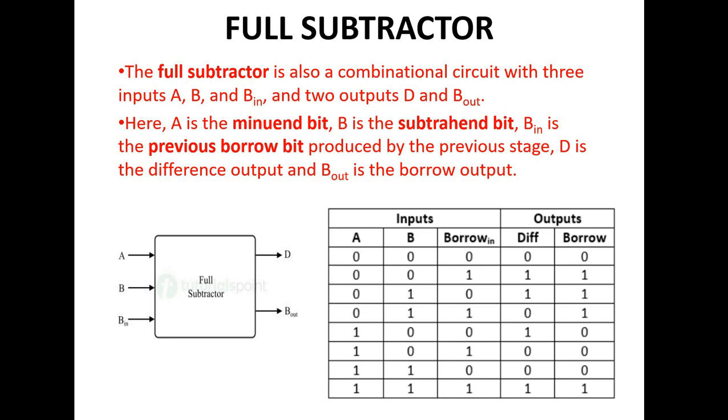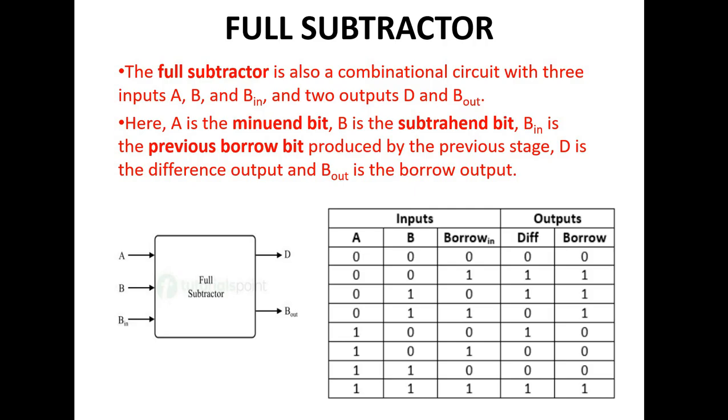Next we'll see the full subtractor. The full subtractor subtracts 3 bits. The 3 inputs are A, B and B in, that is borrow in, and the 2 outputs are D and B out, that is borrow out. Here A is the minuend bit, B is the subtrahend bit, and B in is the previous borrow bit produced by the previous stage. D is the difference output and B out is the borrow output.